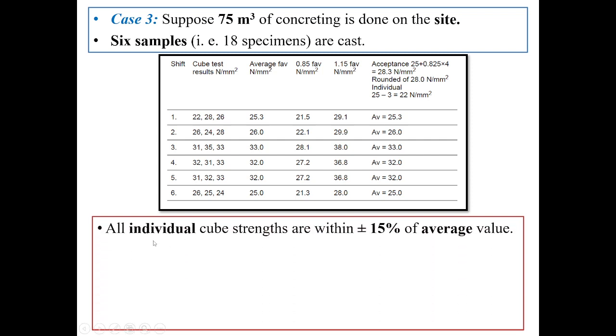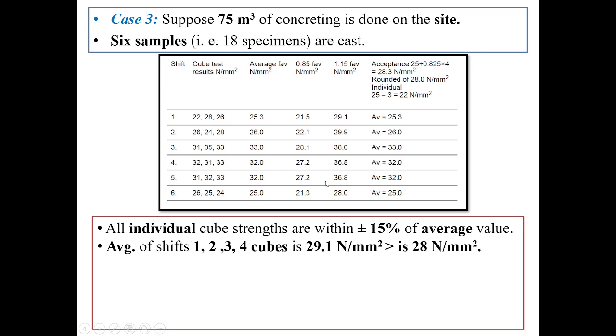Number 1. All individual cube strengths are within plus or minus 15% of average value. That is very important. That means here 22, 28 and 26 are between 21.5 and 29.1. Similarly 26, 24 and 28 are between 22.1 and 29.9. And the same is true for all the remaining 4 batches or samples rather.